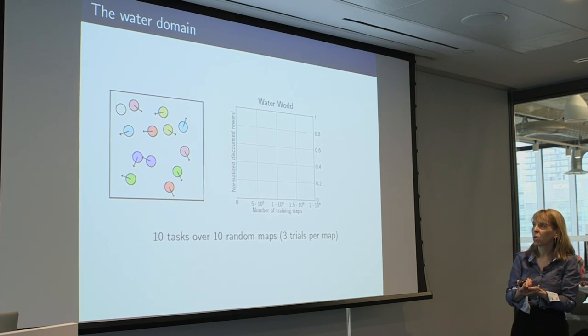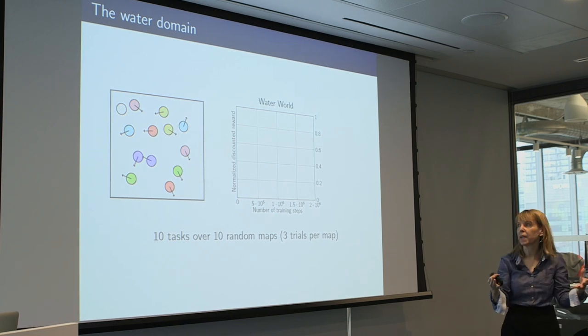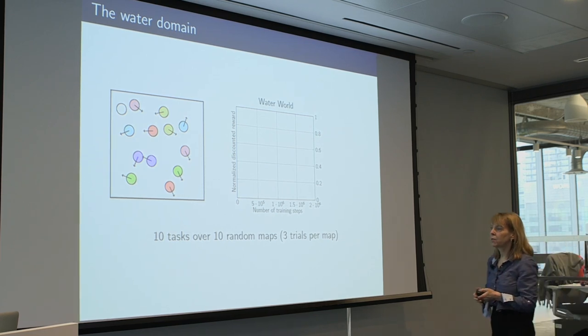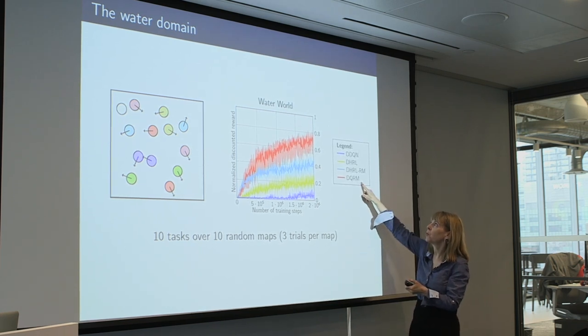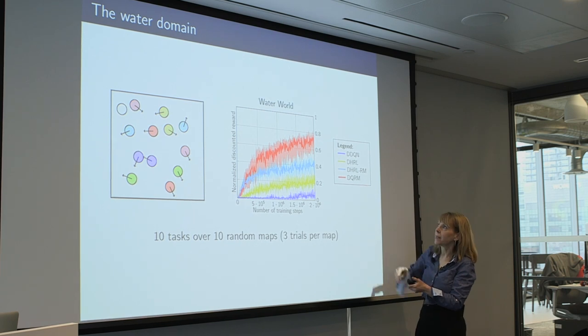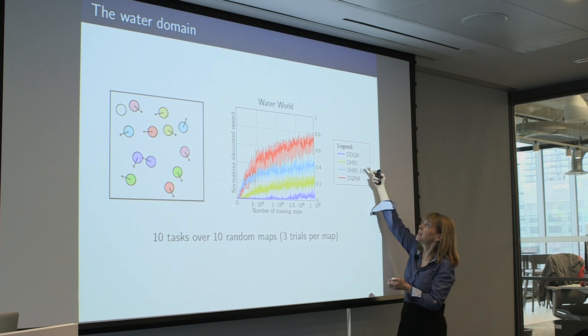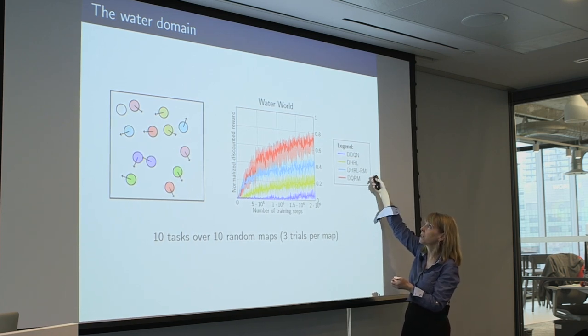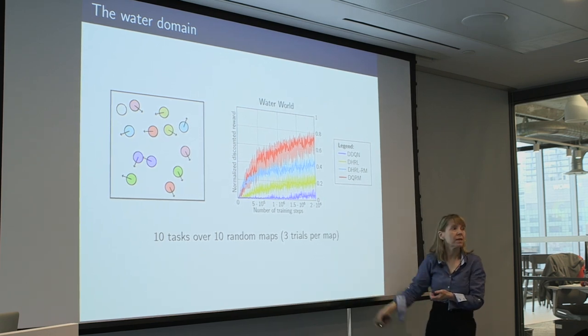And the types of goals that we used were, you know, hit a red ball, then a green ball, then a blue ball, and of course don't hit anything else in between. And so 10 tasks over 10 random maps, 3 trials per map. And DQRM, which is our deep QRM, is in the red, and you can see that it outperforms everybody else: deep hierarchical reinforcement learning, deep hierarchical reinforcement learning with reward machines, and double DQN, which is the blue, which again is really not performing very well.